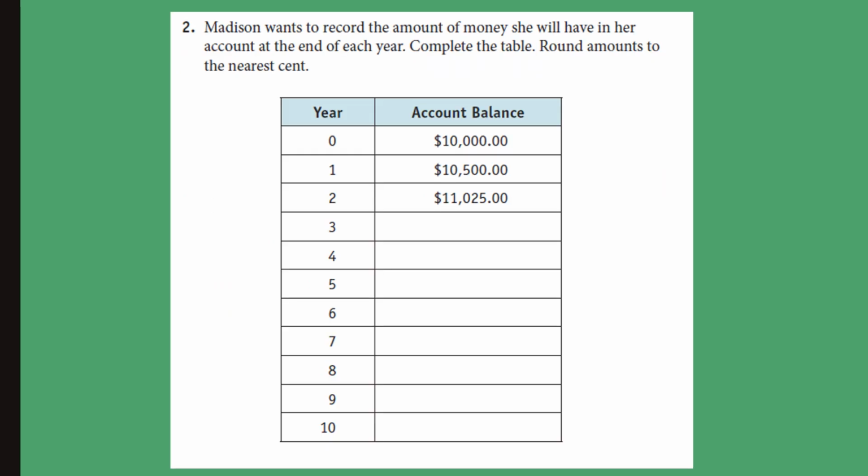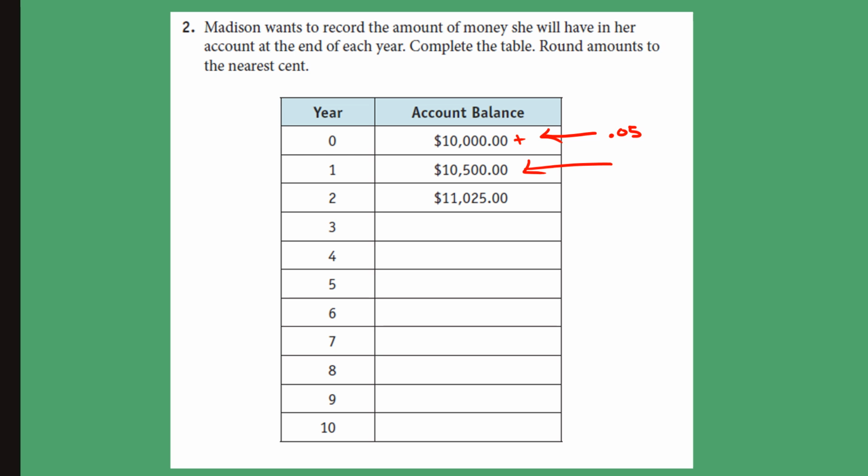So we want to record the amount of money she's going to have in her account at the end of each year. So we're going to complete the table and round the amounts to the nearest cent. One way to do it is to take whatever the current amount is and multiply it by 0.05 to find 5% of it, and then add it back to itself. So we would get 500 here, and then we'd add it back to the 10,000, and that's what's going to give us 10,500. Then we multiply that by 0.05, and whatever we get, we could add it back to the 10,500, and then we'll get 11,025, and we could keep doing that.